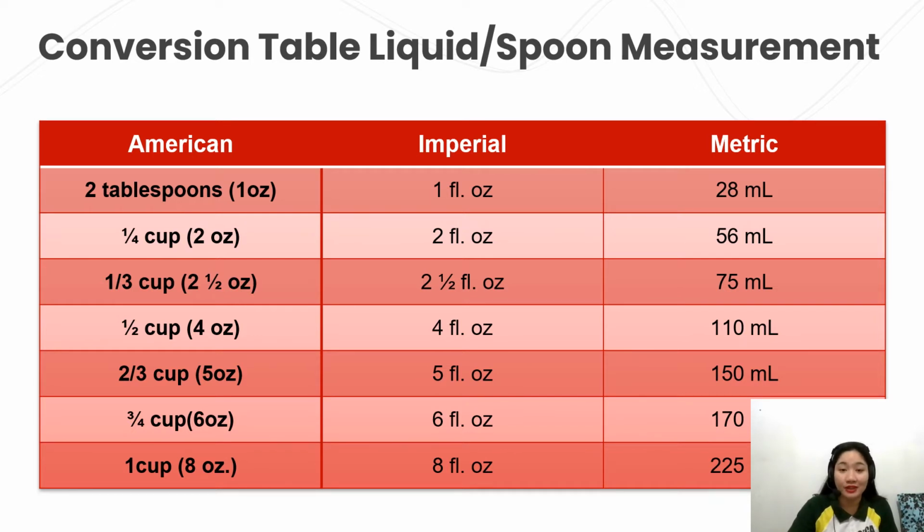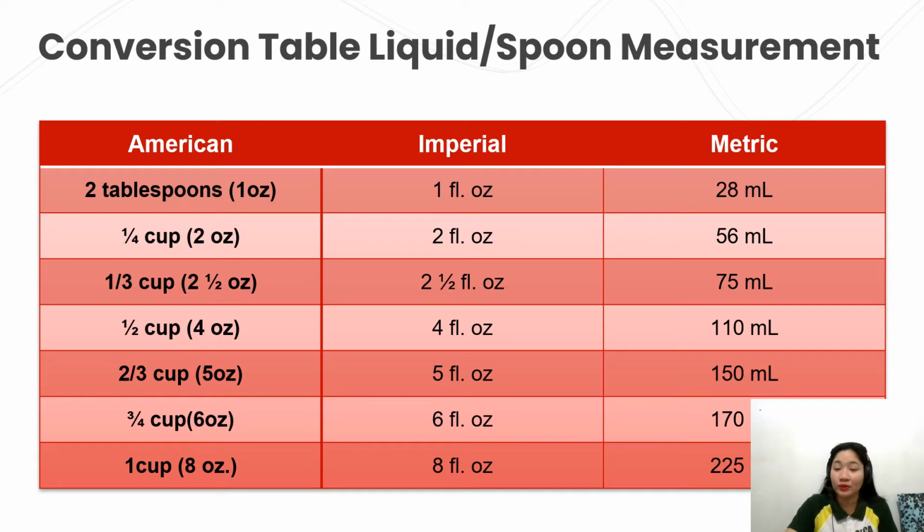We also have 2/3 cups or 5 ounces. For imperial, it is equivalent to 5 fluid ounces, and for the metric system of measurement, it is equivalent to 150 milliliters. We also have 3/4 cups or 6 ounces, which is equivalent to 6 fluid ounces. Also, class, in the metric system, it is, of course, equivalent to 170 milliliters.